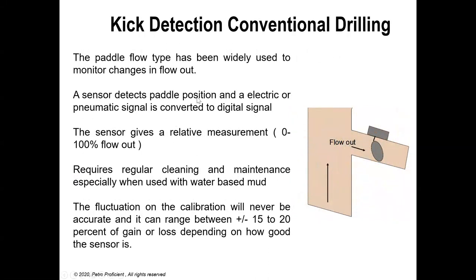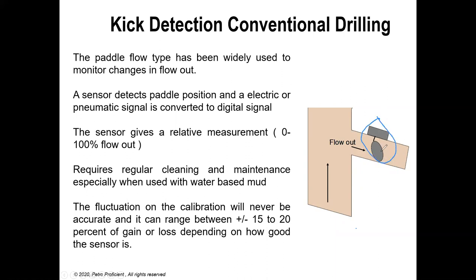So how does that happen? Let's examine what we have on a rig on a conventional setup. What tools do we have on any conventional setup against what we have with MPD? On any conventional rig, some of you might have seen that you have an open flow line like this. This is your well, and this is your flow out. So what you have is essentially a paddle type flow sensor, which is like this.